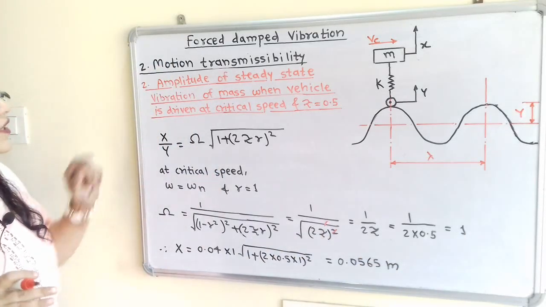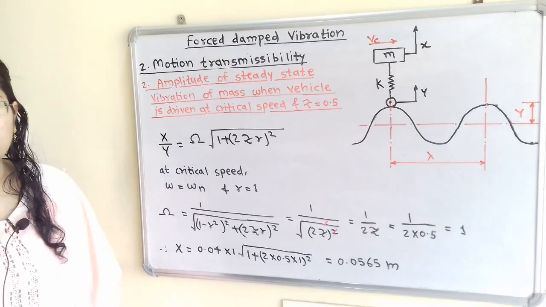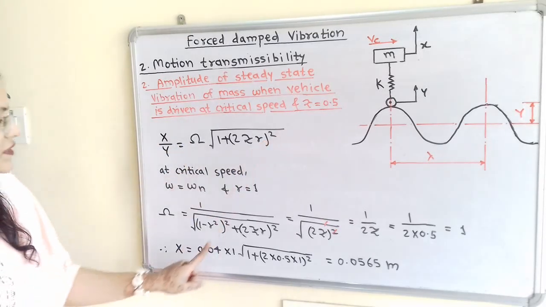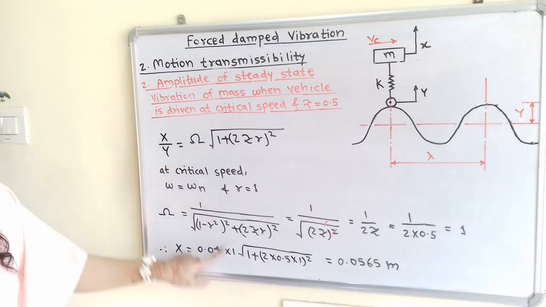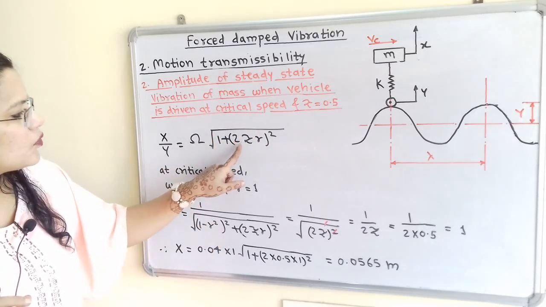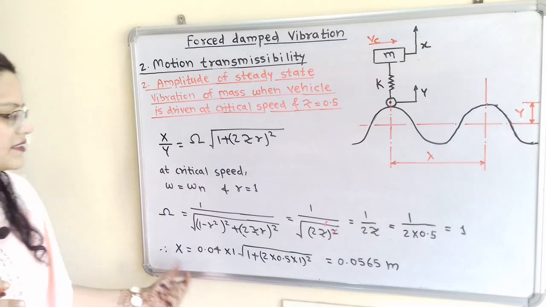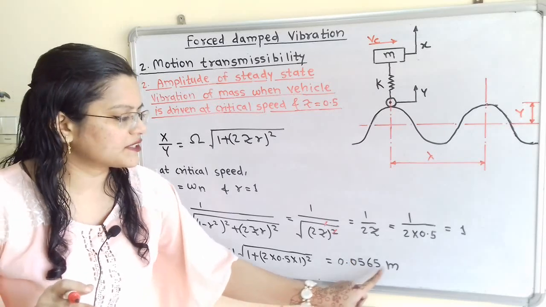Now we will calculate the value of X. So X is equal to y multiplied by magnification factor. So y is given 0.04 multiplied by 1 multiplied by under root of 1 plus (2 into 0.5 into 1) square. So answer is 0.0565 meter.